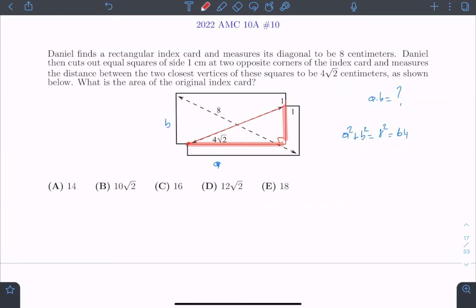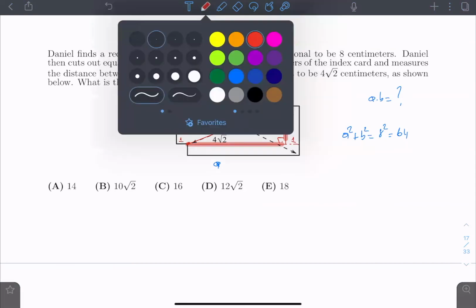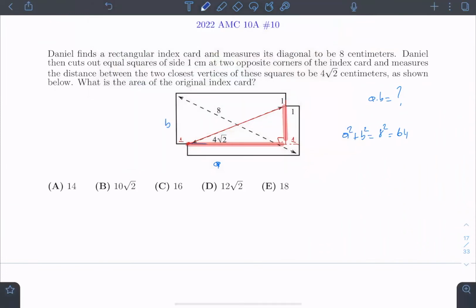For the first one, since this is 1 centimeter and this is also 1 centimeter, this leg has to be A minus 2. If we do the same thing for the other leg, this leg is going to be 1 centimeter off from here and 1 centimeter off from here. So it will be 2 centimeters off from the width. It's going to be B minus 2.